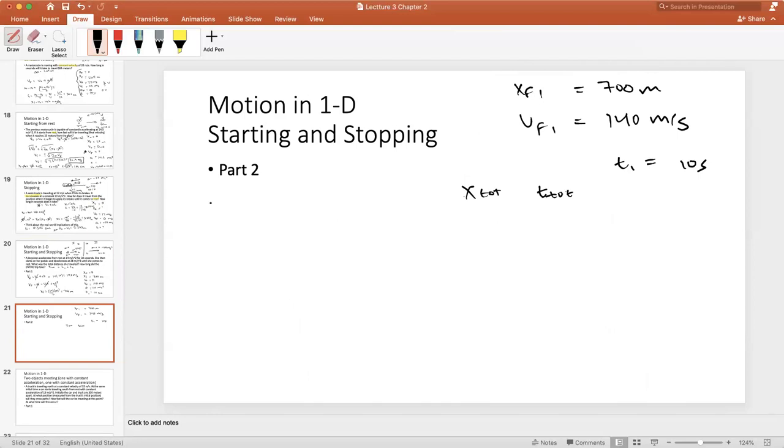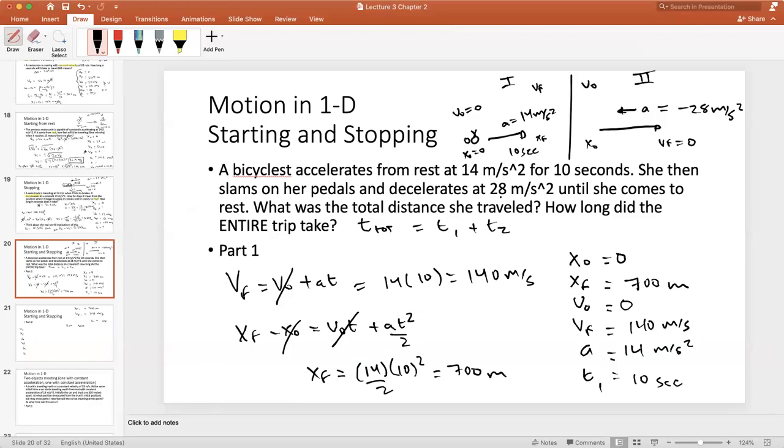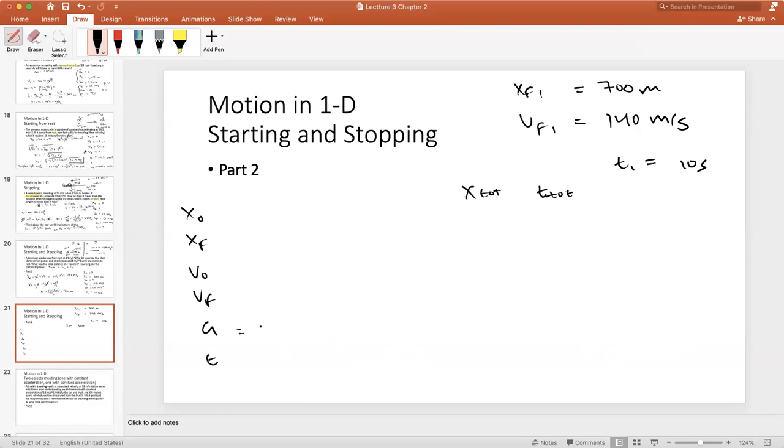Okay, so for the second part, x initial, x final, v initial, v final, A, and T. Remember in the second part, she's braking, she's decelerating at 28 meters per second squared. Just like in the problem before, we write that.